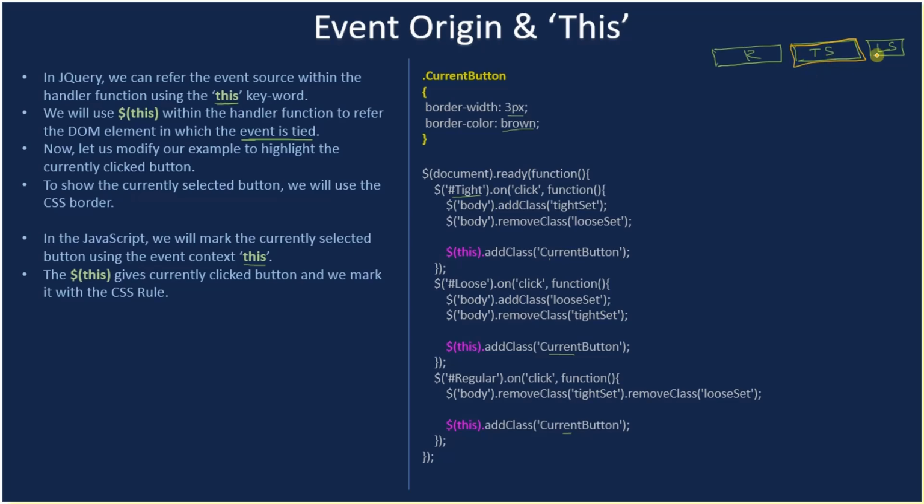And when the user clicks the loose set, a border will be added here. But if you see, the previously selected button also has the border. This means we need to remove the border from the previous button.